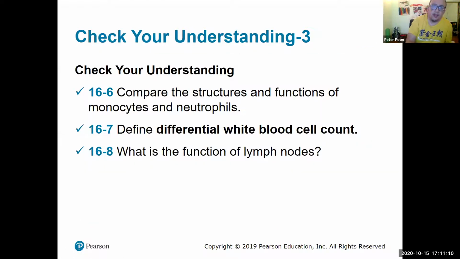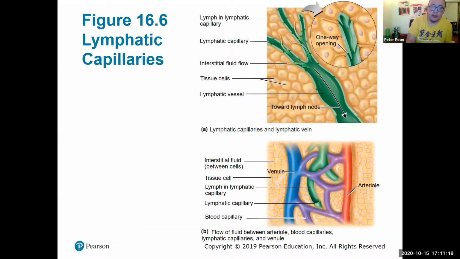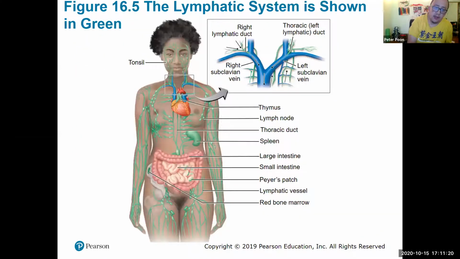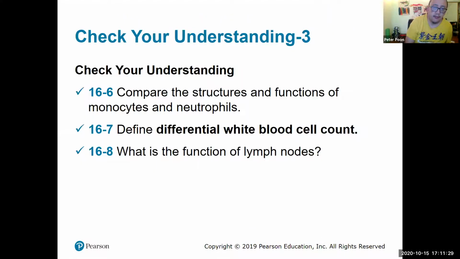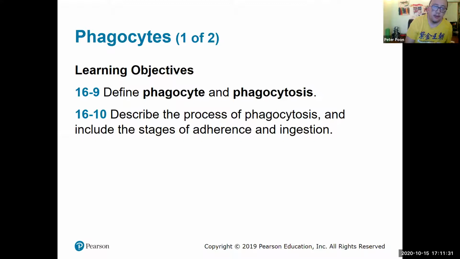All right, so make sure you know what these are. Okay, so the lymph nodes. I don't think they show you a picture, but these are the lymph nodes. The lymph nodes are where the B cells and T cells actually fight off pathogens.